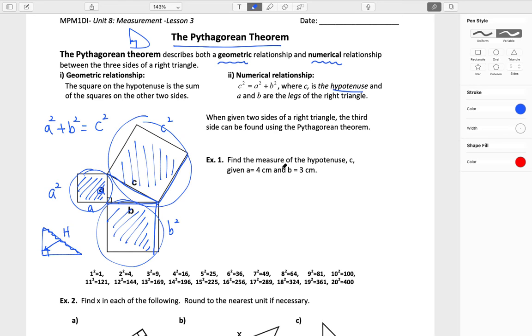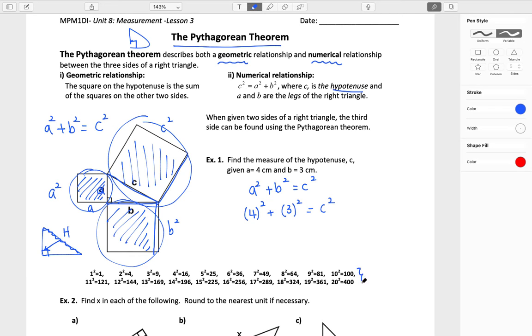Now let's take a look. Find the measure of hypotenuse C when you're given A is 4 and B is 3. So as always, let's set up an equation: A squared plus B squared equals C squared. So A is 4, B is 3, and C is what we're looking for.